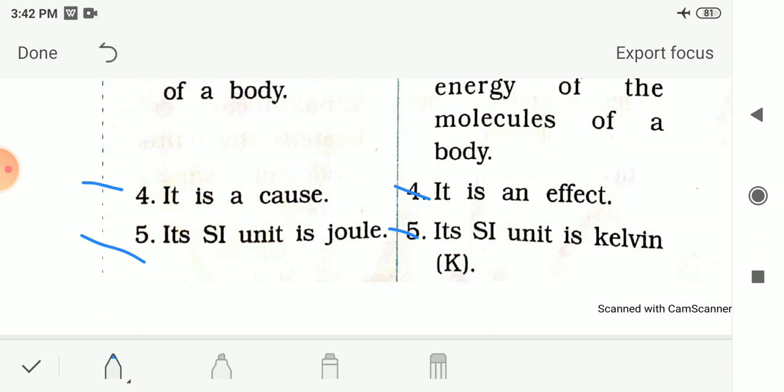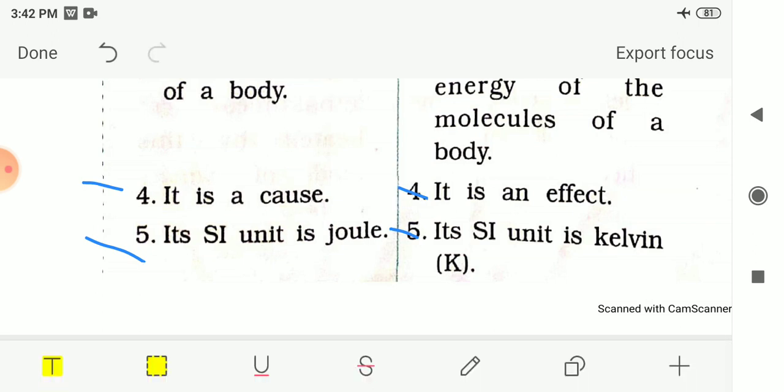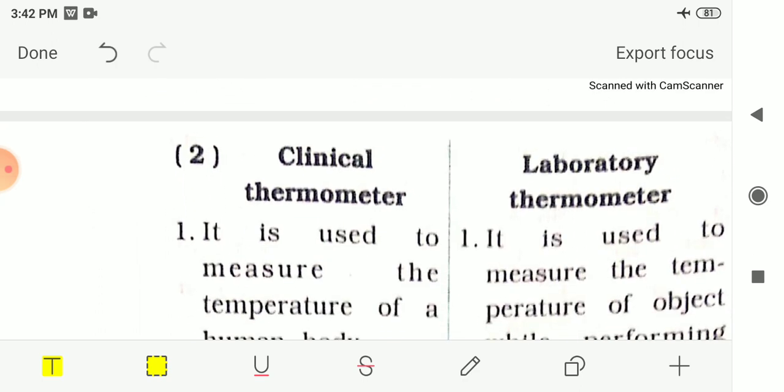We have seen what the SI unit is. So the SI unit for heat is joule, and the SI unit for temperature is Kelvin. So this is the difference between heat and temperature. Now the next difference is between clinical thermometer and laboratory thermometer.